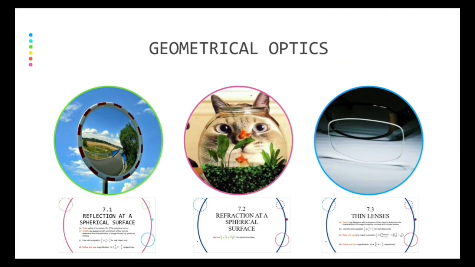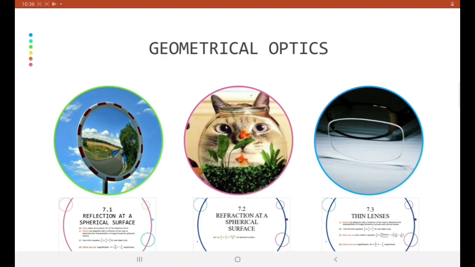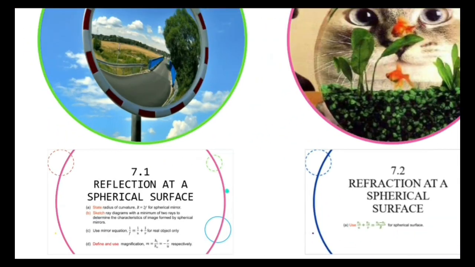In Geometrical Optics, we have three subtopics: 7.1 Reflection at a spherical surface, 7.2 Refraction at a spherical surface, and 7.3 thin lenses. Let's start with the first subtopic.